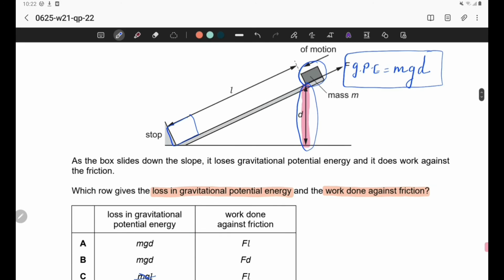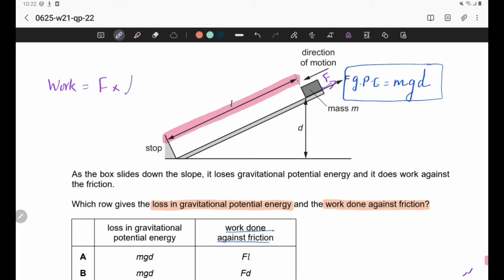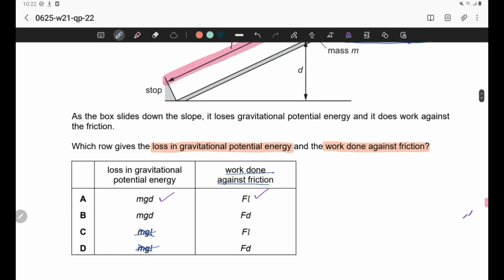Next we need to check the work done against friction. So there is a force F acting, and against this force the object is moving a distance L. The work done is nothing but force times the distance moved by the object. Here the distance moved is the length of the slope, that is L. So work done is FL. Therefore the correct answer is option A, which gives us the correct equations for the gravitational potential energy and work done. So the correct answer is option A.